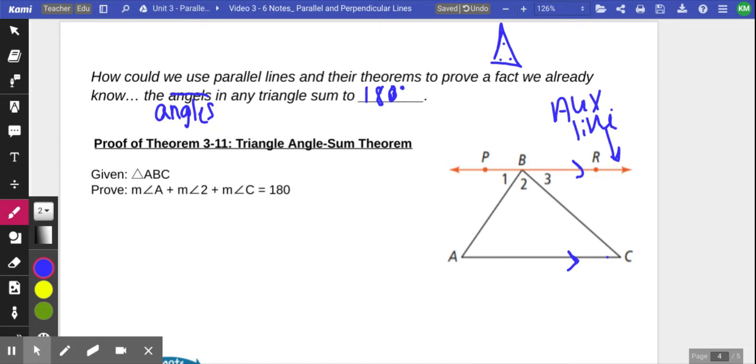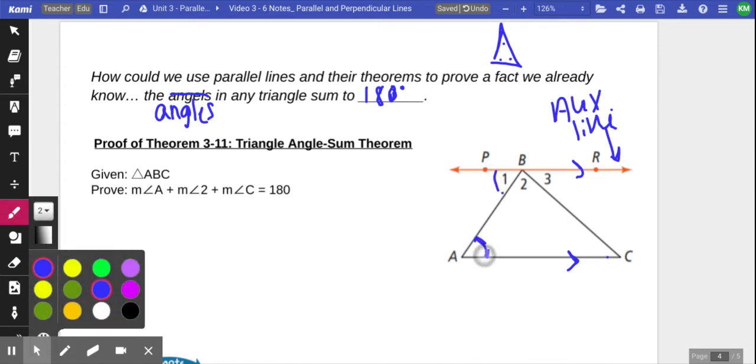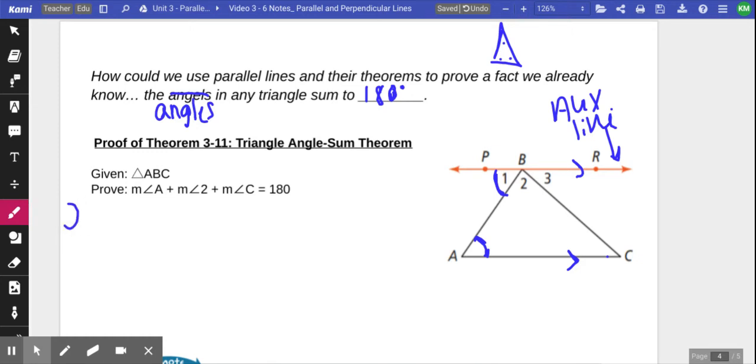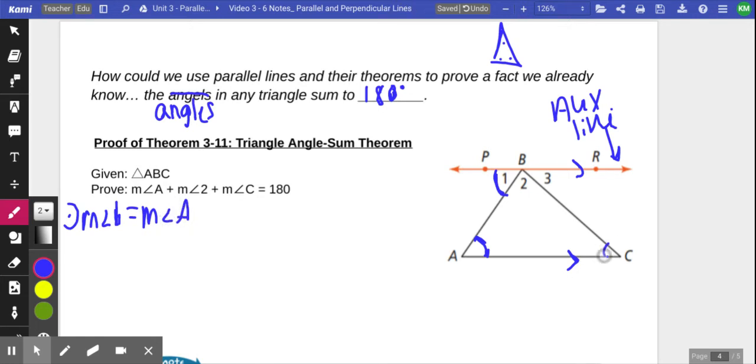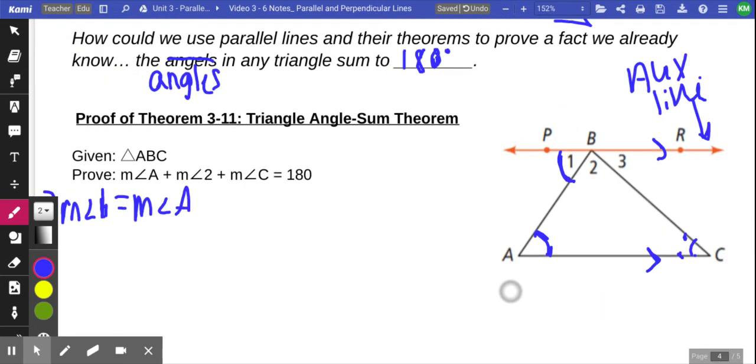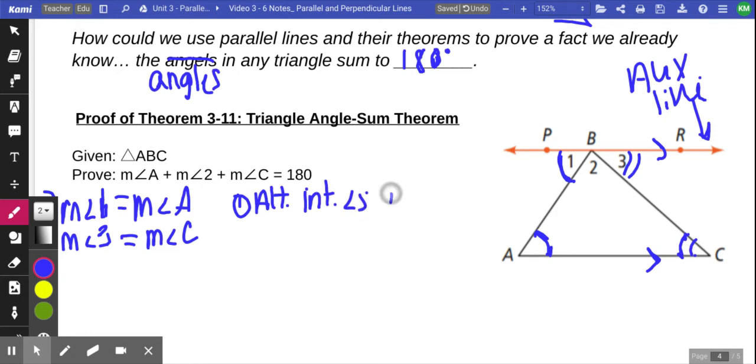Now, take a look at what we actually have. Angle 1 and angle A here are alternate interior angles. So we know that angle 1 and angle A are equal to each other. So up here, I'm going to put the measure of angle 1, since we're talking about adding things, equals the measure of angle A. We also have alternate interior angles over here at C and 3. The measure of angle 3 equals the measure of angle C. We know this because alternate interior angles are equal.